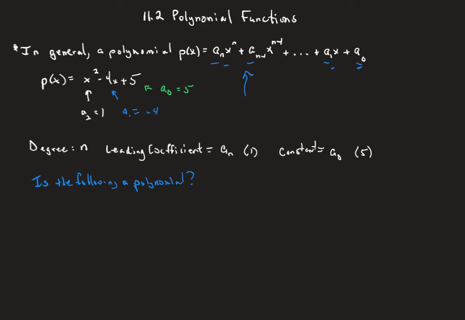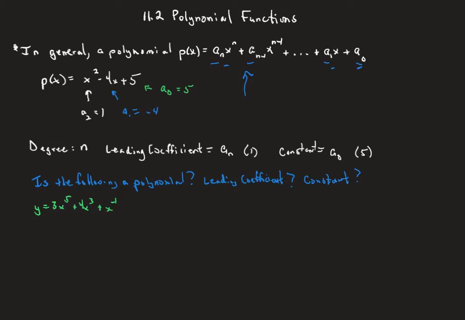Okay, so the first question is: is each of the following a polynomial? And the second question I'm going to ask is, what is its leading coefficient? Can you identify it, regardless of the order that it may be written in? I'm also going to ask you, what is the constant? Okay, so here's our first one. The first example is y equals 3x to the 5th plus 4x to the 3rd plus x to the negative 1.